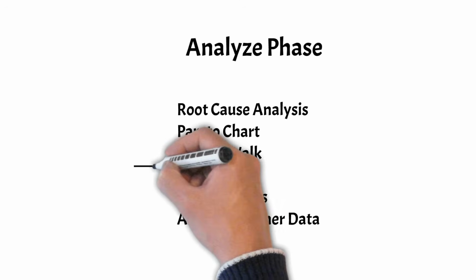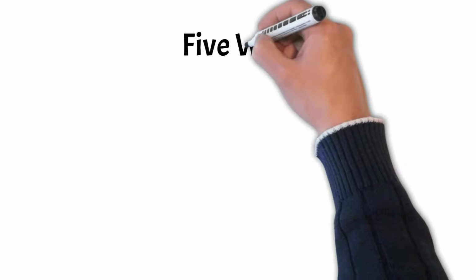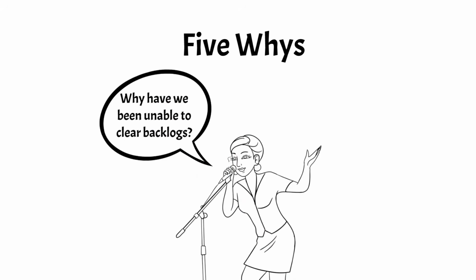5 whys. Repeatedly asking why can help uncover the layers that can lead to a better understanding of the problem. It is another step in getting to the root of the problem. In Lean Six Sigma, it is tradition to ask 5 why questions, each probing deeper to find the real or root cause of the problem.